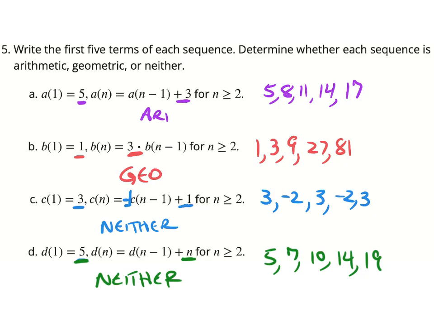So the step number is the input. So step 1 was 5. Step 2 was 5 plus 2. Step 3 was step 2, the previous term, plus 3, and so on and so forth.